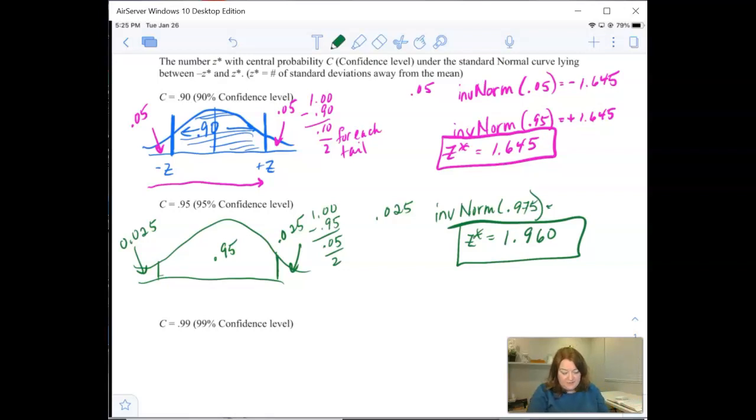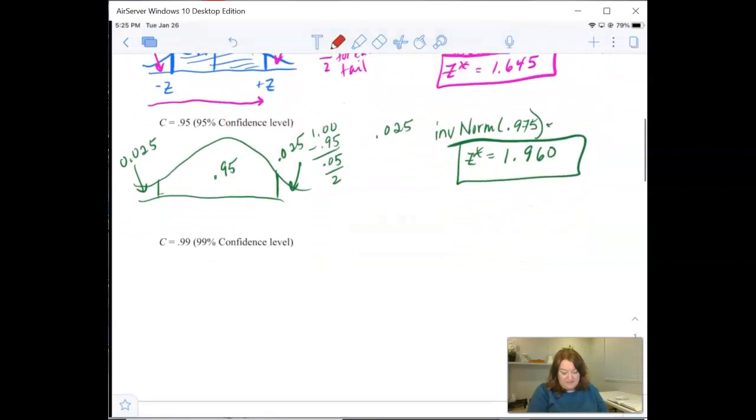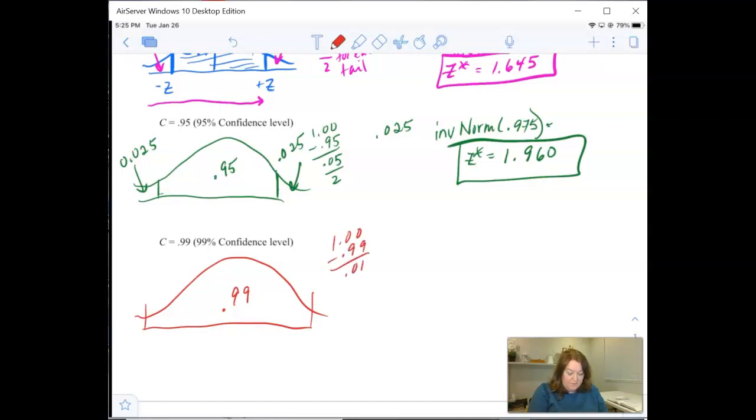All right, let's try the last one. And the last one is 99% confidence level. So that means we're going to have a 99 in the center of our normal curve. And we're going to do 100% minus 99%. That's going to give me 1%. I'm going to divide that by 2 for each tail. That's going to give me 0.005 for those end little pieces.